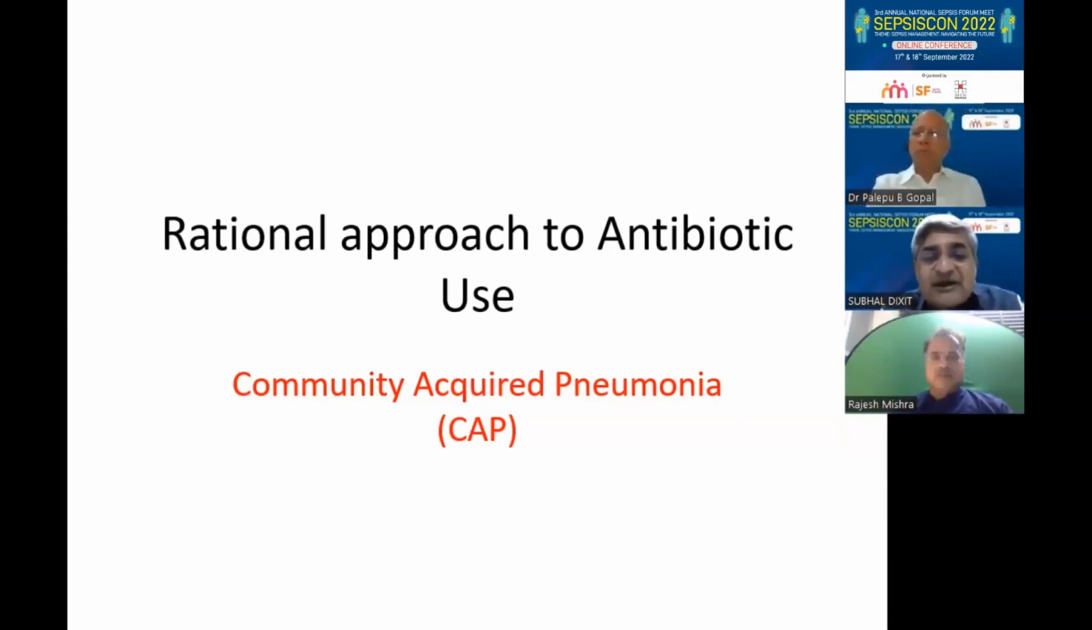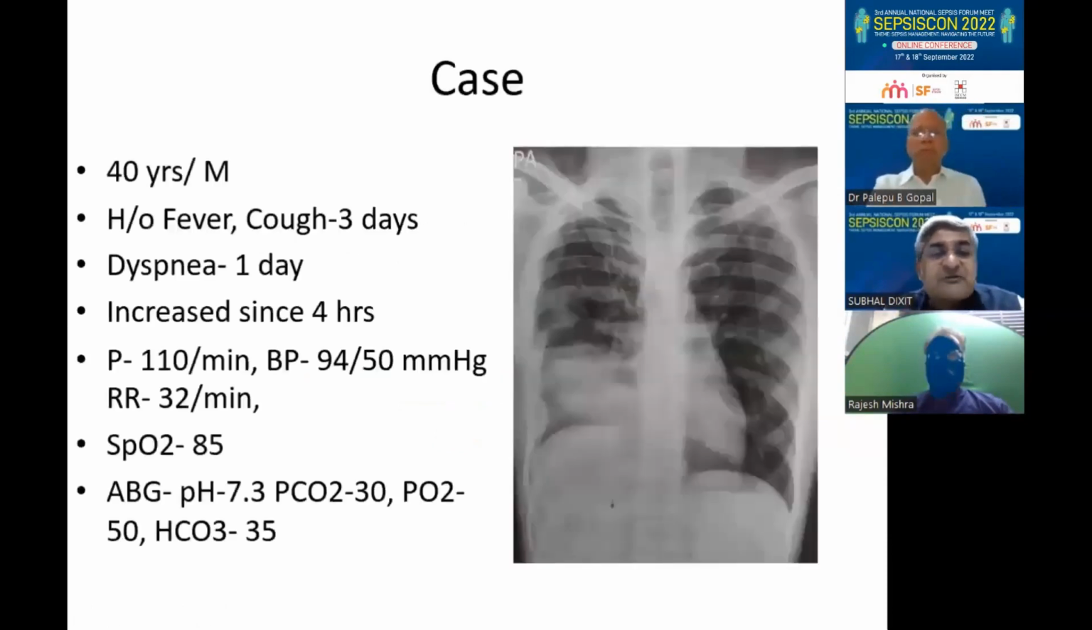So I would like to go case-wise, taking a small case of a 40-year-old with cough, fever, and dyspnea for 1 day, which increased since about 4 hours. The patient was tachycardic with a pulse of 100, BP was 94/50 with a respiratory rate of 32. The saturation was 85 and the ABG showed a pH of 7.3, PCO2 of 30, PO2 of 50 and a bicarb of 35. So definitely he was quite hypoxic, and this is the X-ray chest which shows a consolidation on the right side.